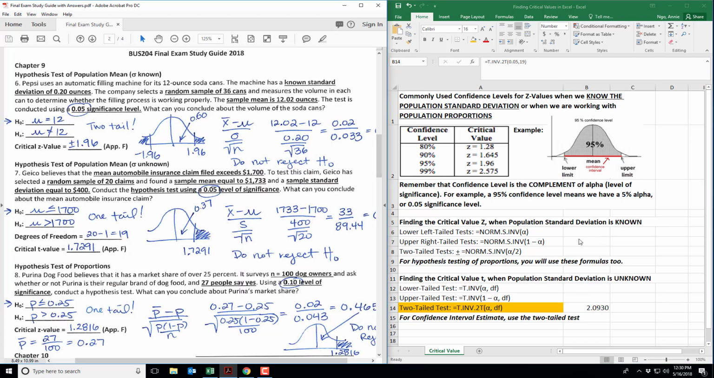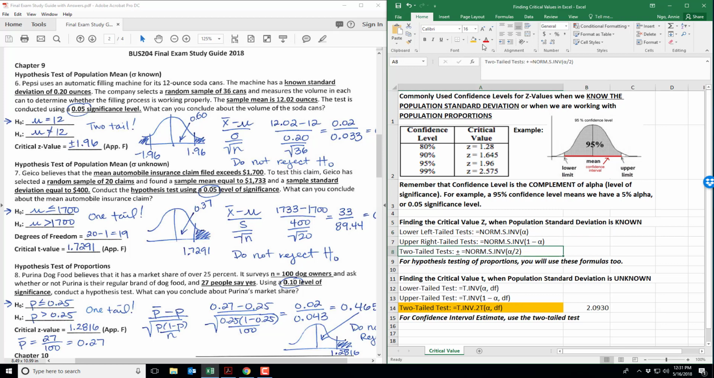For Chapter 9, if you prefer to use Excel, we can use this spreadsheet again as well. So for instance, here in problem number 6, we know the population standard deviation of our Pepsi filling machines. So I'm going to be looking for a critical value of Z, because again, it says here when our population standard deviation is known. It's important to identify what kind of hypothesis test this is. So in problem number 6, we noted that this is a two-tailed test because it has equals and not equals in the null and alternative hypotheses.